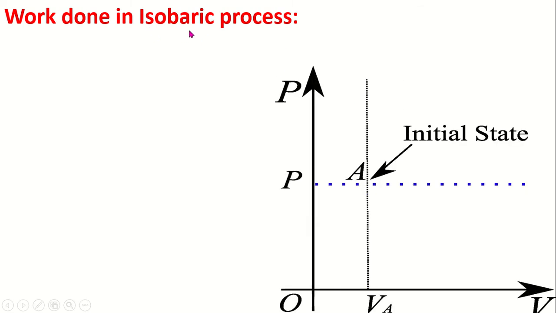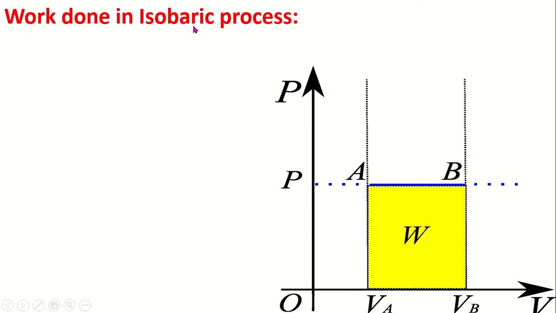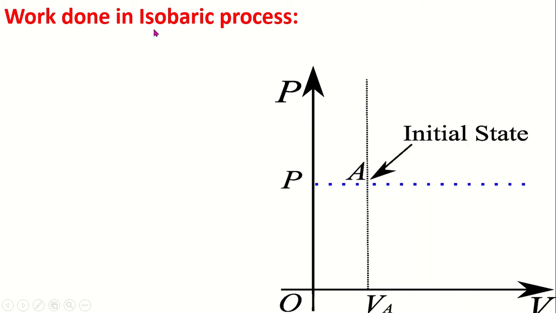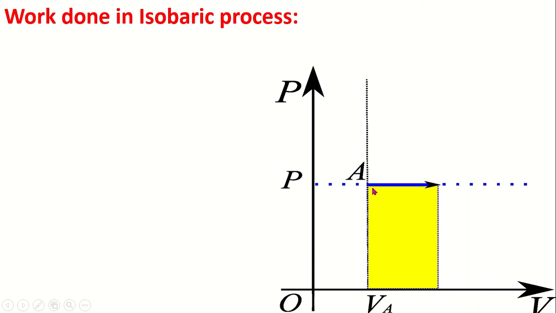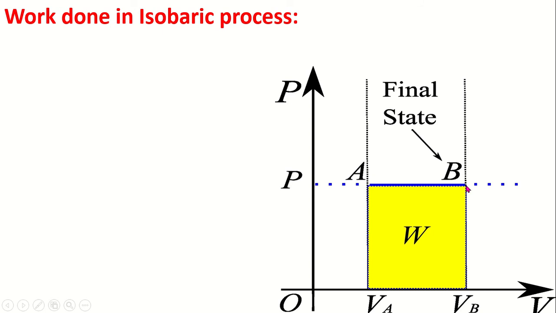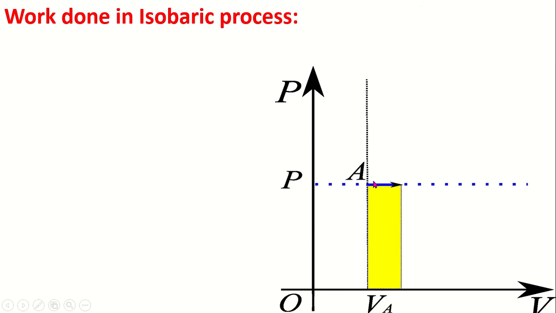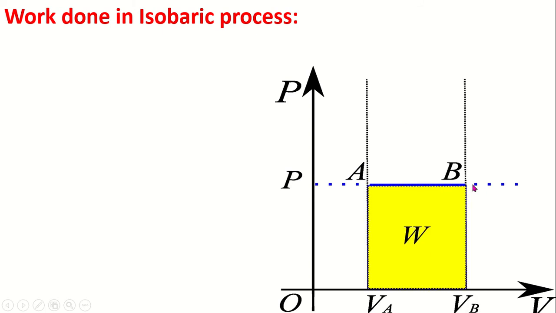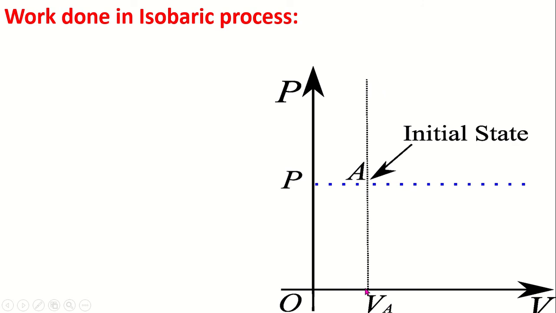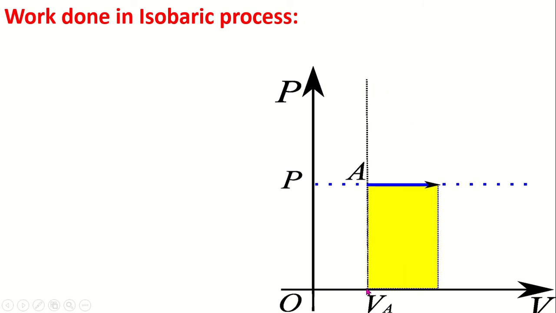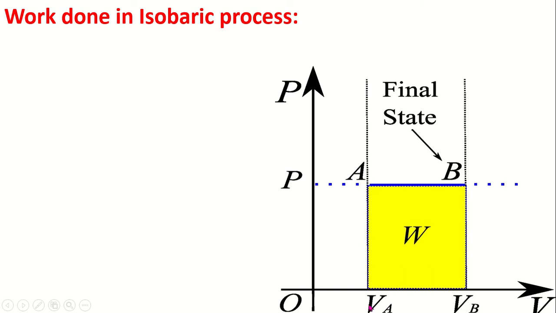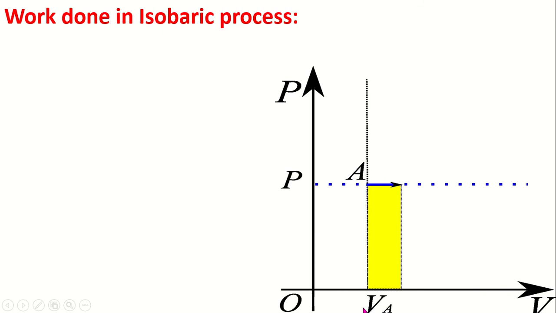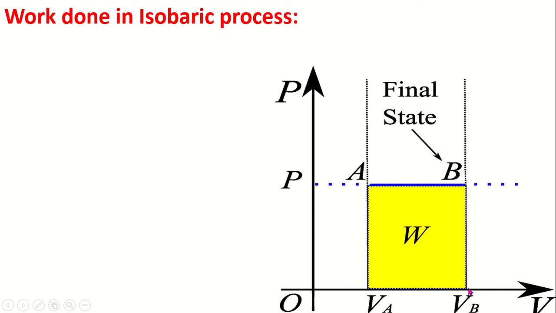You know from the name isobaric, iso means same and bar means pressure. So isobaric means same pressure. So look here, A to B, the pressure remains constant. That's why it is expressed by using a straight line. But look here, the volume is not constant. Rather, volume is changing from VA to VB. That means here initial volume is VA and final volume is VB.